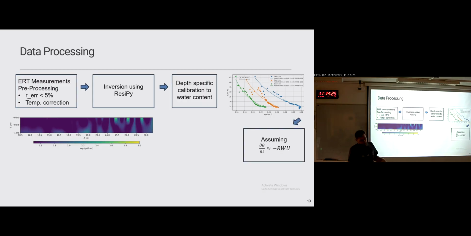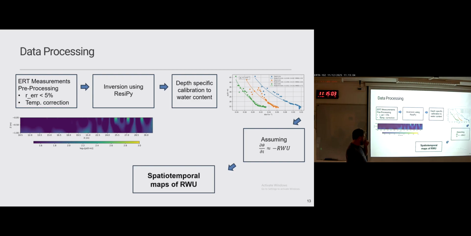Now, an important assumption in this study is that change in water content is directly related to root water uptake. So we neglect Darcian fluxes, and the reason that we feel comfortable doing it is because we have no infiltration at all. We started our measurement 10 days after the last rain event. So it is safe to assume that all changes in water content are related to root water uptake.